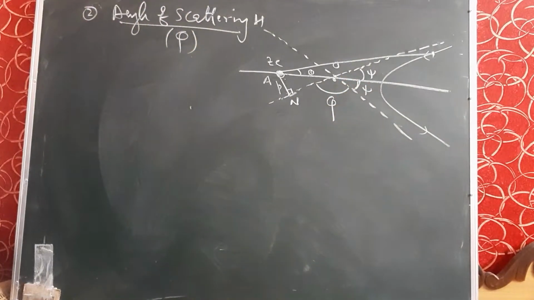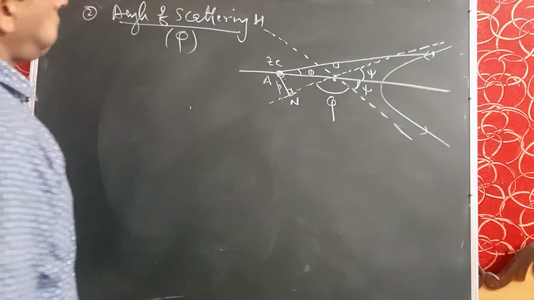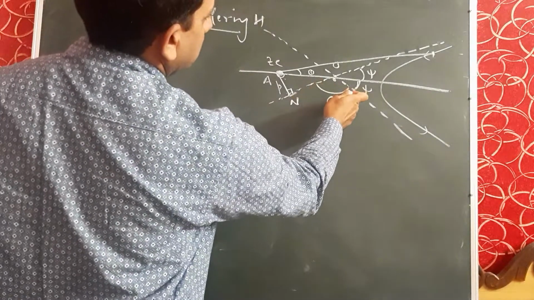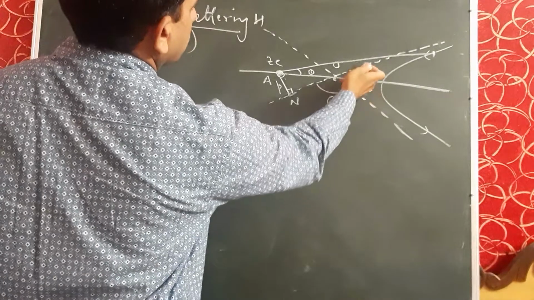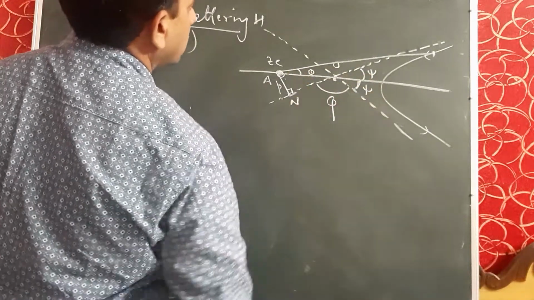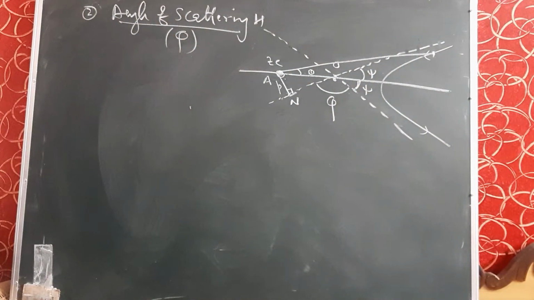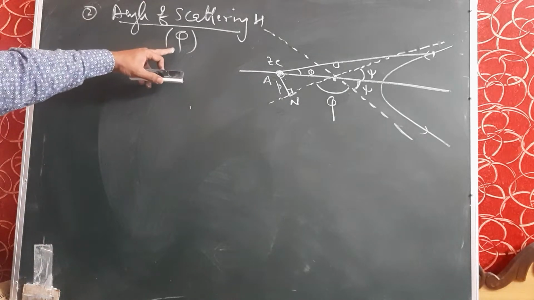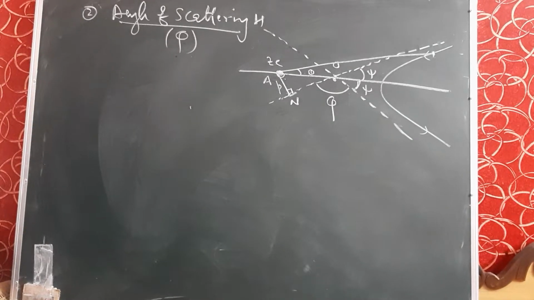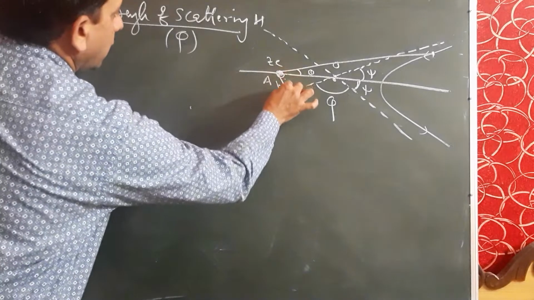As we know, in the previous article we have described this angle as phi. These are angles psi and psi, both are equal, and this angle is theta. So these are the angles which are formed in the Rutherford scattering experiment. Now we have to derive the relation for the angle of scattering, that is the relation for phi in terms of the impact parameter. So this is the impact parameter AN, this one.